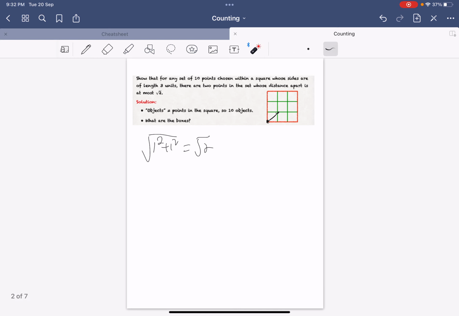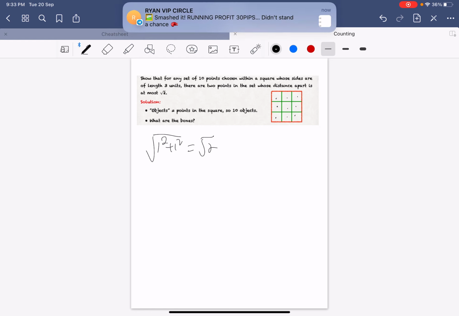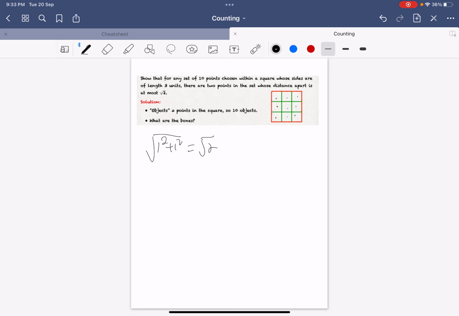Now, we want to show that for any set of 10 points chosen from a square whose side length is 3 units, 2 of the points must be at most square root 2 apart. And why is this so? Well, we can split our square into 9 subsquares and each of these subsquares has side length 1 unit. In this case, we just place 9 of the points inside these squares. So we can place them like this. And because there are 10 points, one of these points must lie inside the same square as one of the other 9 points. And so 2 of these points lie in the same square.